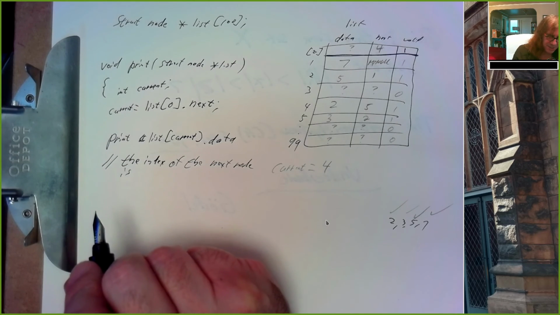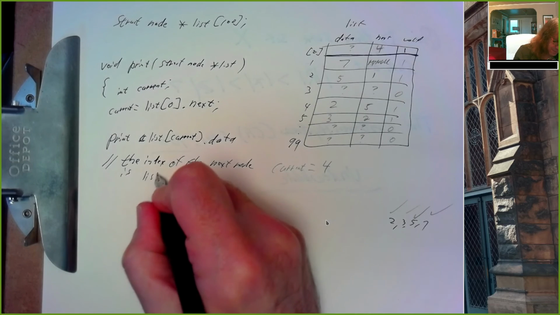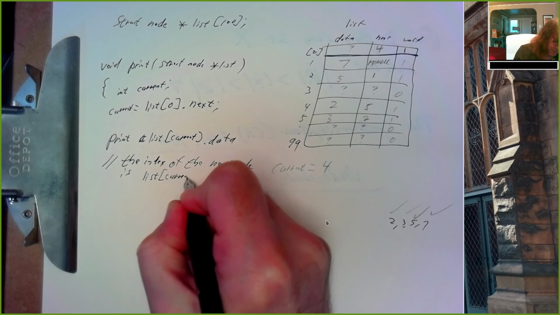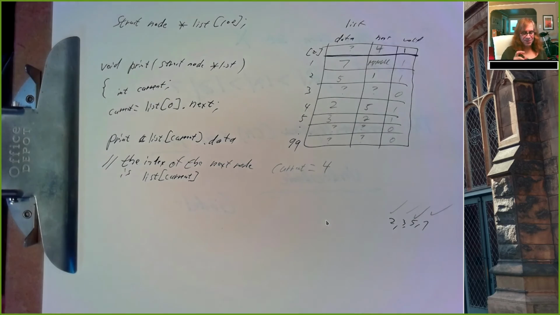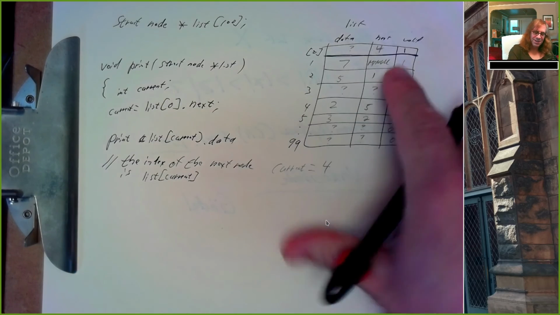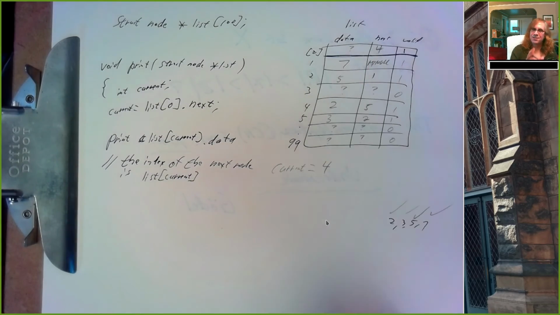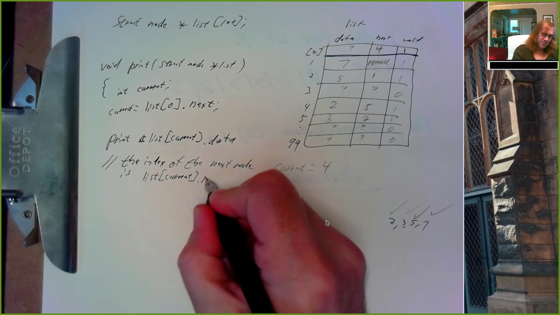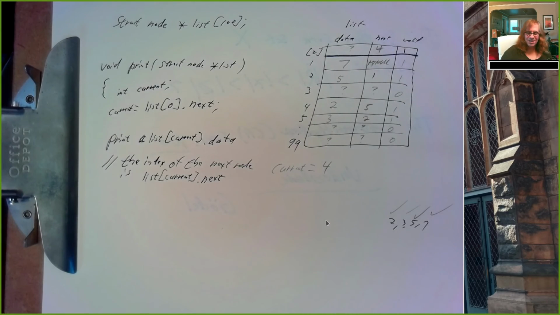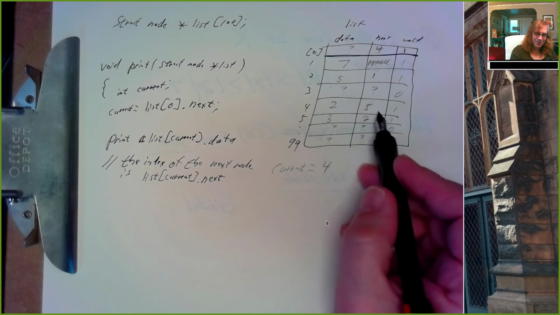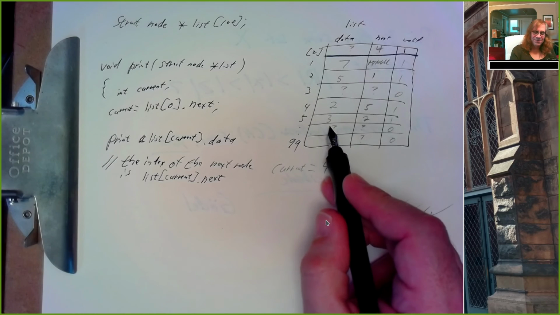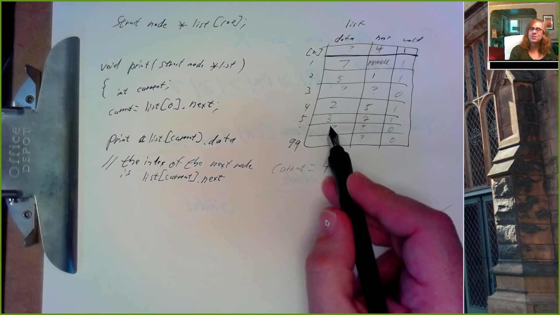And we've got it in chat. List[current] is the first node of the list. It's a struct node. A struct node has a field called next, which is the index of the following node. So list[current].next, that's the index of the second node. And we can double check. Current is 4, list[4].next is a 5. Hey, 5 is the index of that next node, the node containing a 3.